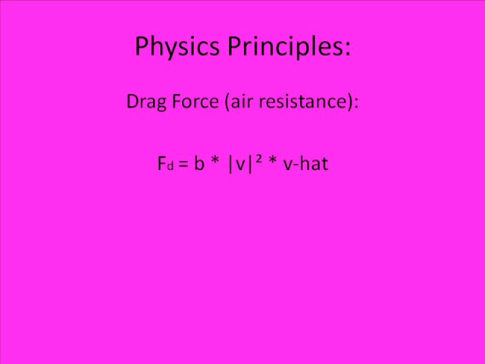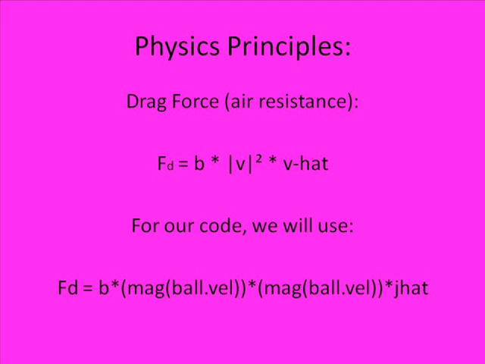The drag force is the force that pulls the object or system opposite to its motion, also known as air resistance. As the object falls, the air beneath it pushes it upwards, therefore making the object slow down. As you can see, the formula for the drag force is: drag force is equal to b, the drag coefficient, times the magnitude of the velocity squared, times v hat, the direction. B, the drag coefficient, is directly related to the surface area of the object.